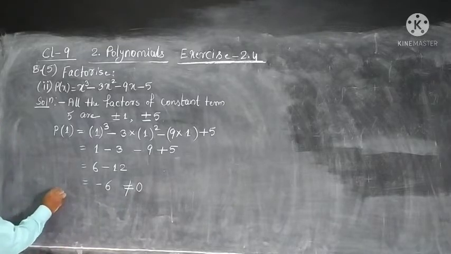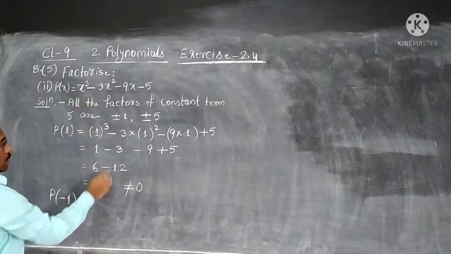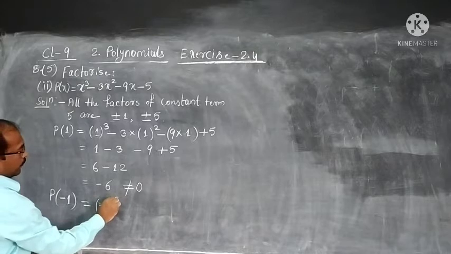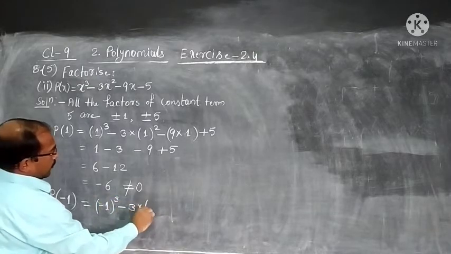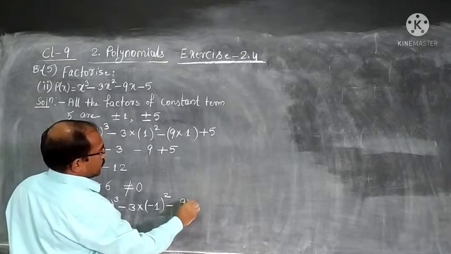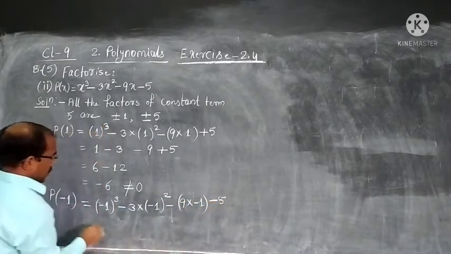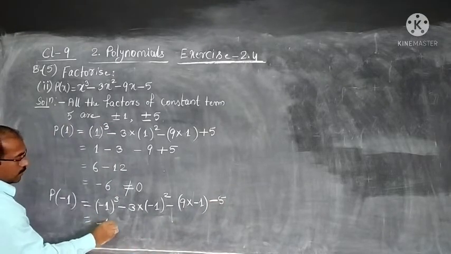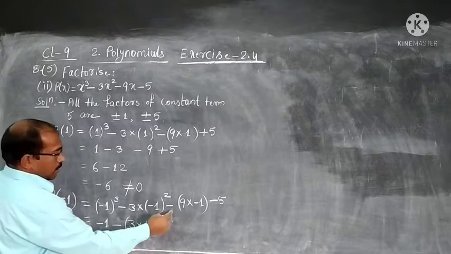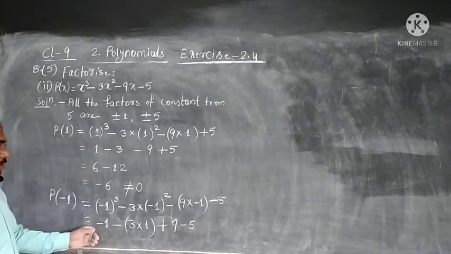Next factor is minus 1. Minus 1 cube minus 3 into minus 1 square, minus 9 into minus 1, minus 5. Minus 1 cube will be minus 1, minus 3 into minus 1 square will be minus 3, minus minus plus 9, minus 5. Let us continue.